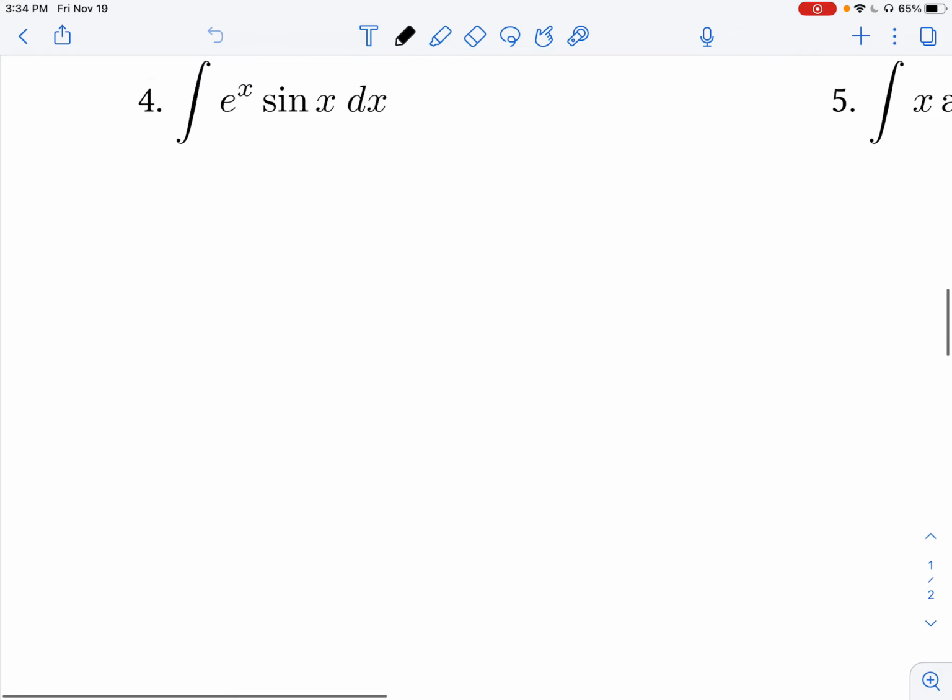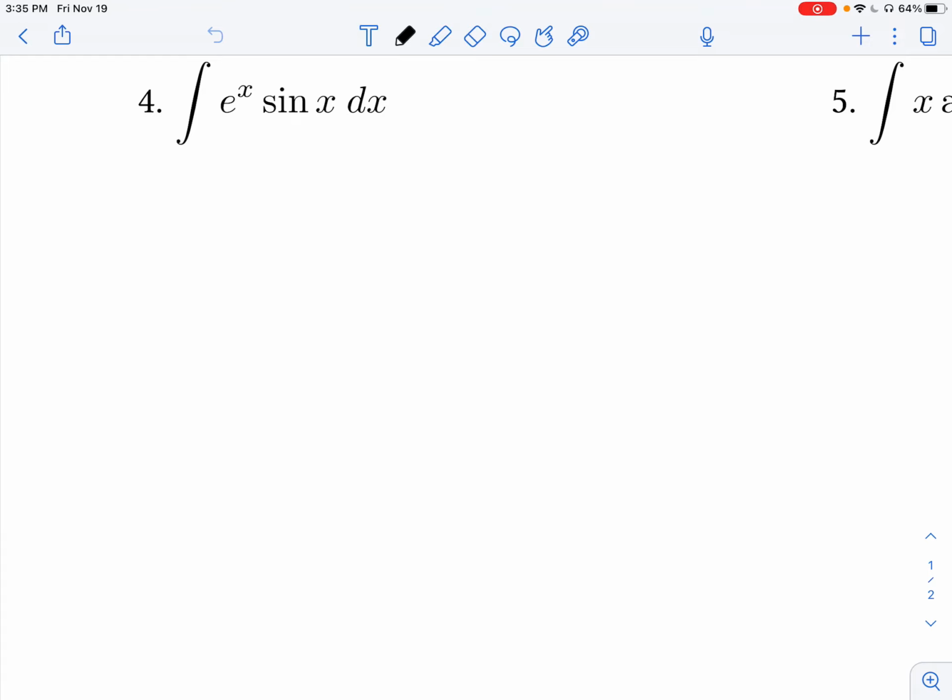If we pay attention here, we see that number 4 gives us a function that we want to integrate where both factors, e to the x and sine of x, are transcendental. Neither are polynomial functions. So right away, I know that if I do the tabular method, I'm going to run into a bit of an issue. But just for the sake of time, let's go ahead and set this up. We're going to set up the table in just a second.